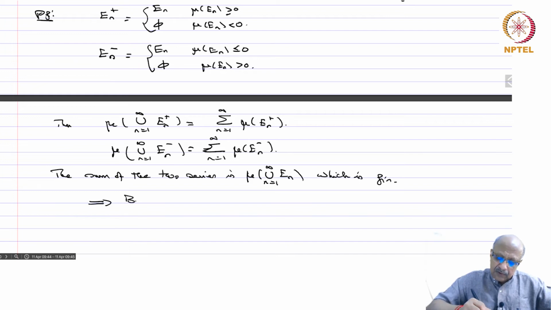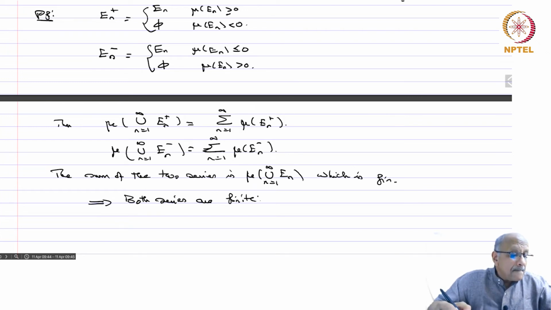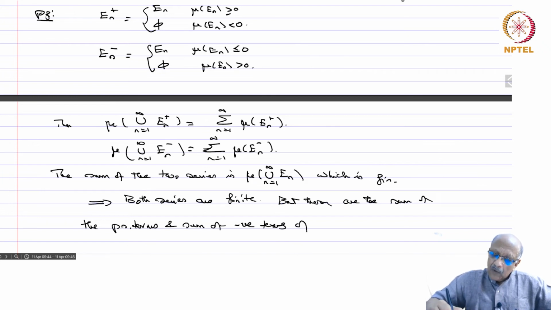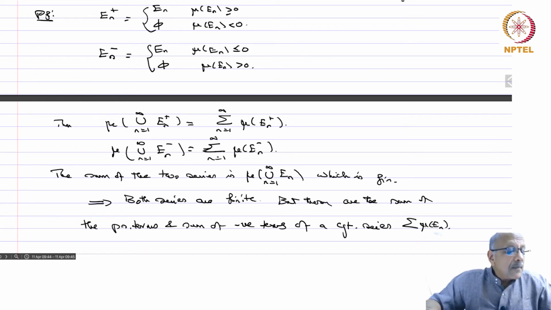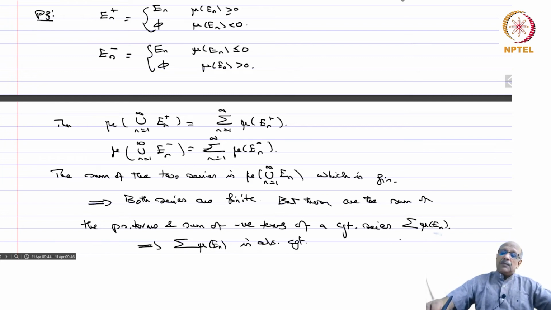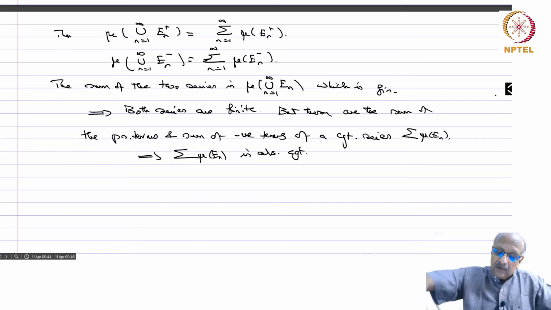So this implies both series are finite. But these are the sum of the positive terms and sum of the negative terms of a convergent series sigma mu of En. This implies sigma mu En is absolutely convergent, because the series is absolutely convergent if the sum of the positive terms and the sum of the negative terms independently are convergent.